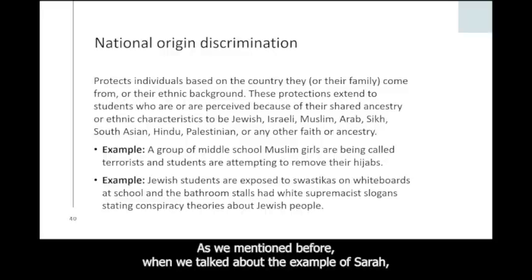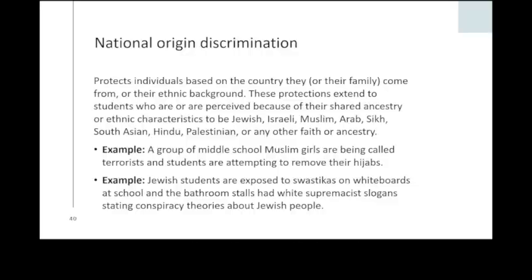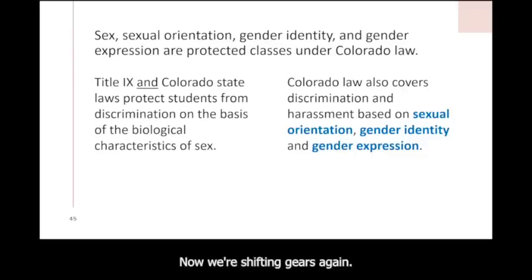As we mentioned before when we talked about the example of Sarah, sometimes harassment can be targeted to a specific student, and sometimes it can be directed to an entire group. It doesn't change your approach to respond. Now we're shifting gears again. I know this is a lot.